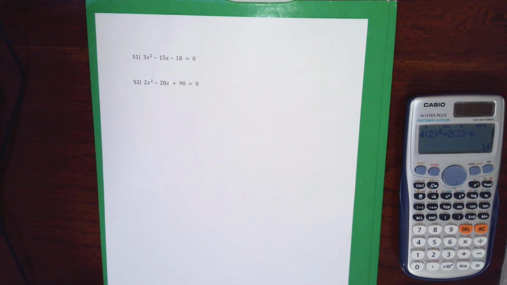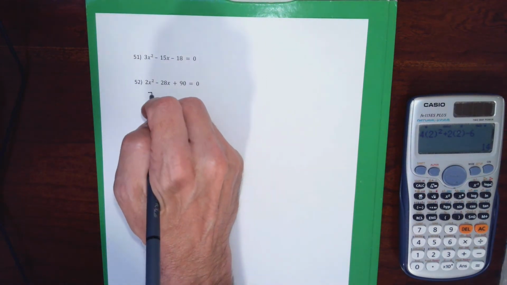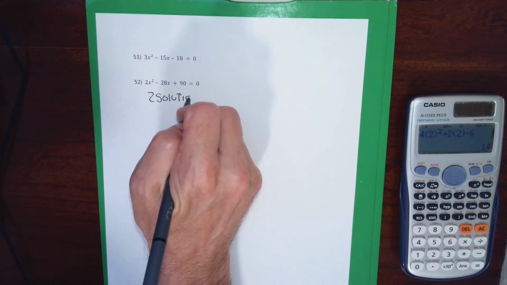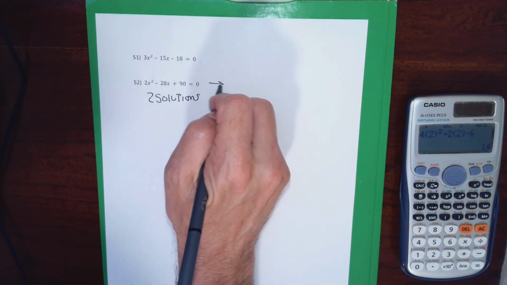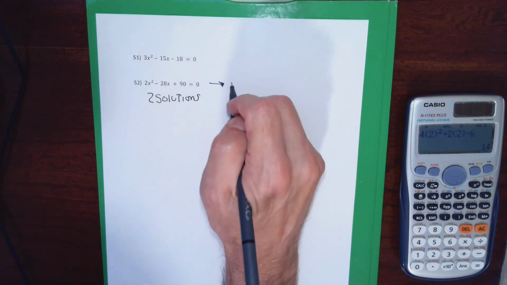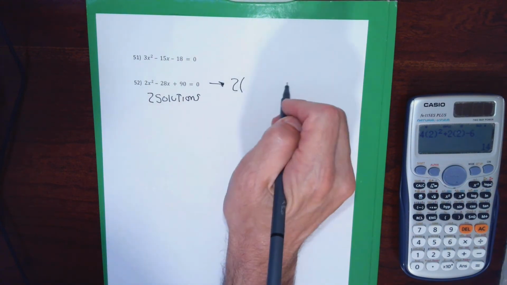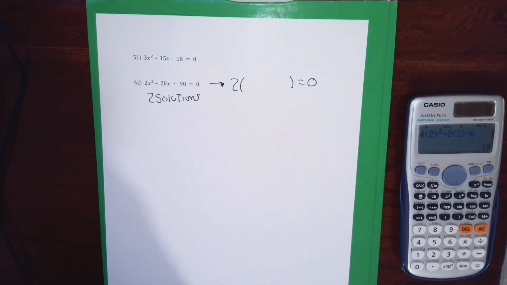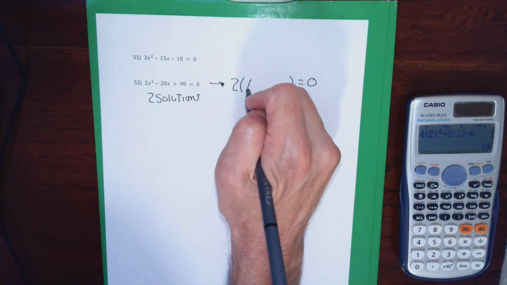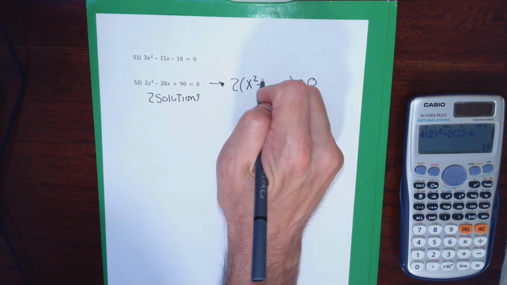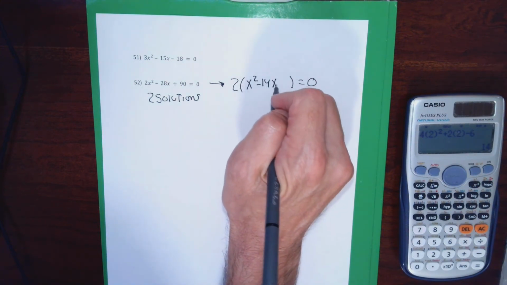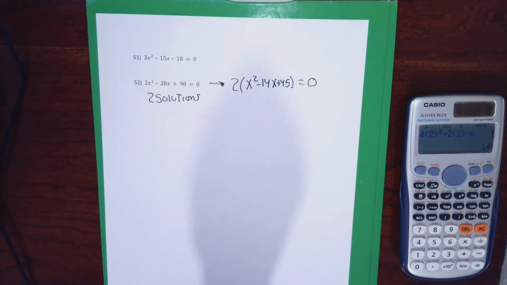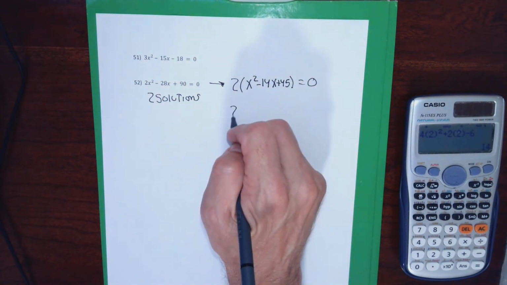I'll do 52, and I expect 2 solutions because the highest exponent is 2. I'm going to start off by factoring out a common factor of a 2. I don't get an x for a common factor because the 90 doesn't have an x. When I factor out a 2, I'm left with an x squared minus 14x plus 45. Just divide all the numbers by 2. And now I should be able to sight factor.